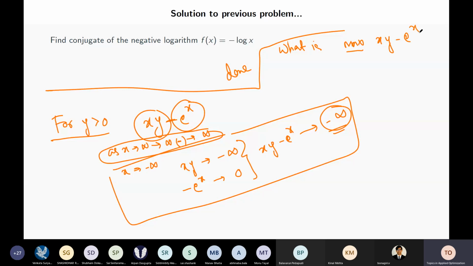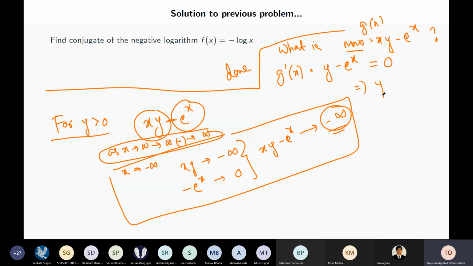So as e to the x, okay? What is the max of this, right? For that we use the calculus thing. So for us this is like g of x, right? We treat this as a function of x. So g prime of x of this, as a variable of x, is y minus e to the x. Okay, so derivative of e to the x is e to the x only. And we equate this to 0 to find the critical points.